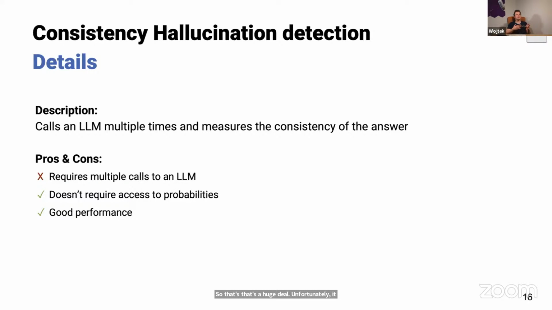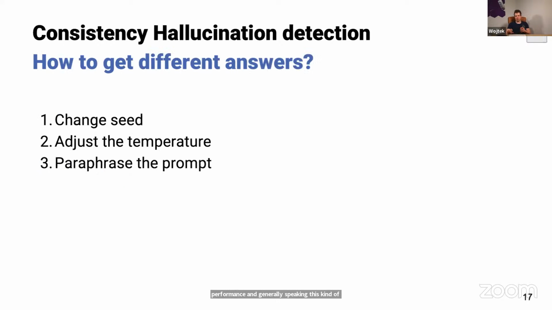Unfortunately, it does require multiple calls to the same LLM, which might get quite costly. For example, we don't want to call GPT-4 4 or 5 times every time we try to evaluate whether the answer is consistent or not, because then monitoring de facto costs 3 times more than actually using an LLM, which might be acceptable in really critical applications, but it's generally not desired. We pay quite a lot for that, but we get good performance. And generally speaking, this kind of hallucination detection tends to perform quite well.